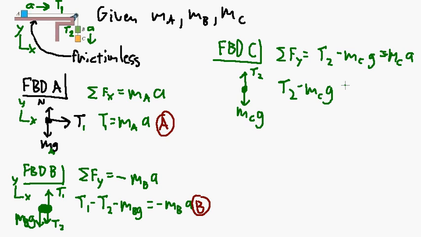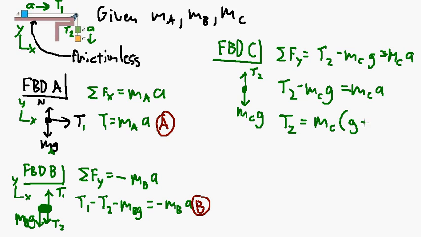Now let's solve for T2, right? T2 equals mC times, sorry, this should be negative here, equals negative mC A. So this should be T2 equals mC times G minus A.